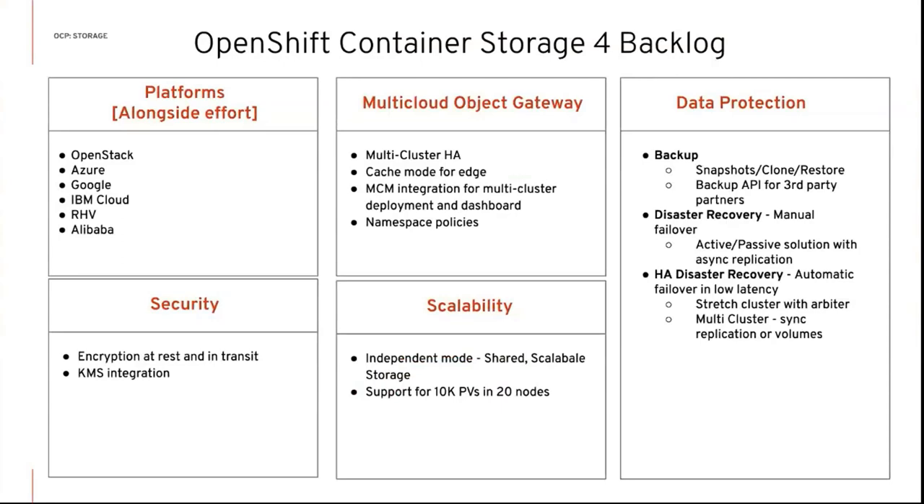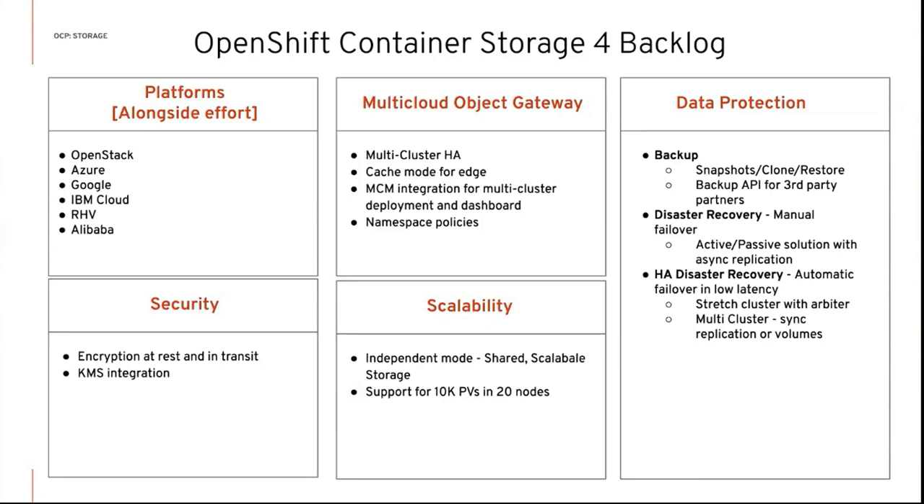So what do we have next? We have multiple areas of interest that we want to tackle. First one is platforms. It's a long-standing effort. We want to make sure that in addition to our bare metal support, AWS and VMware support, we can also support OpenStack, Azure, Google, IBM Cloud, Alibaba, RHV, and so on. We have a dedicated team in order to make this delivery faster.